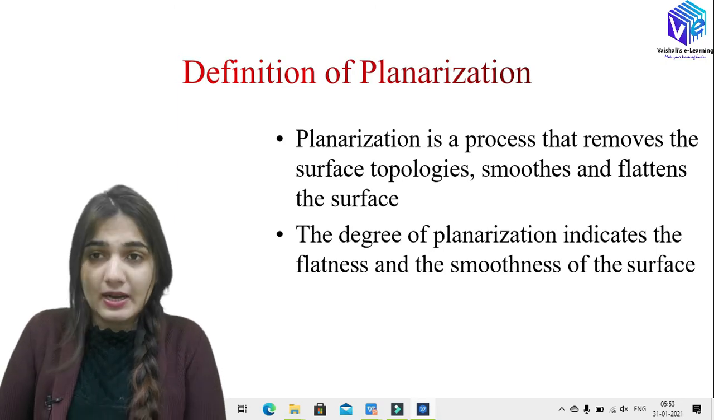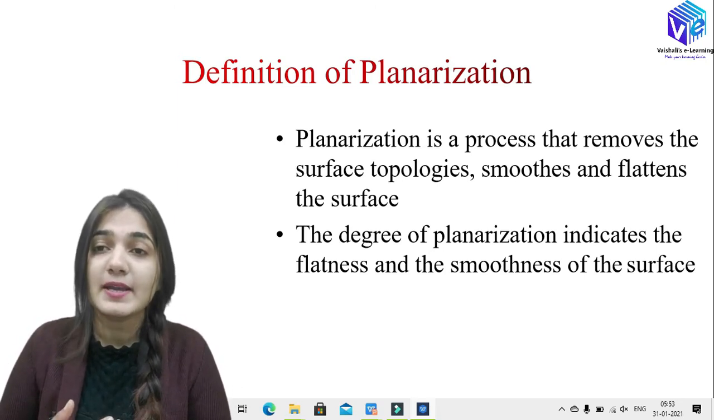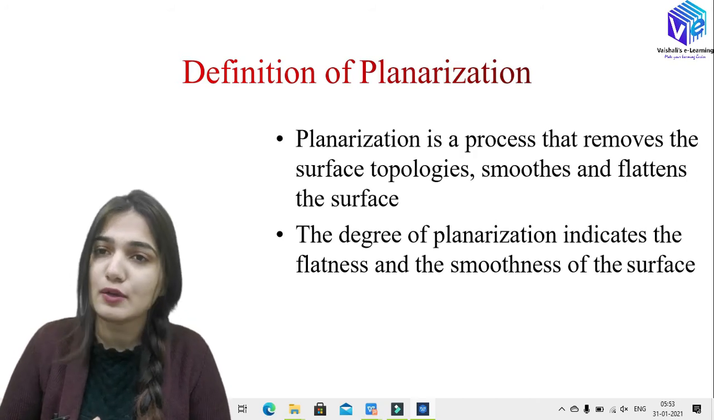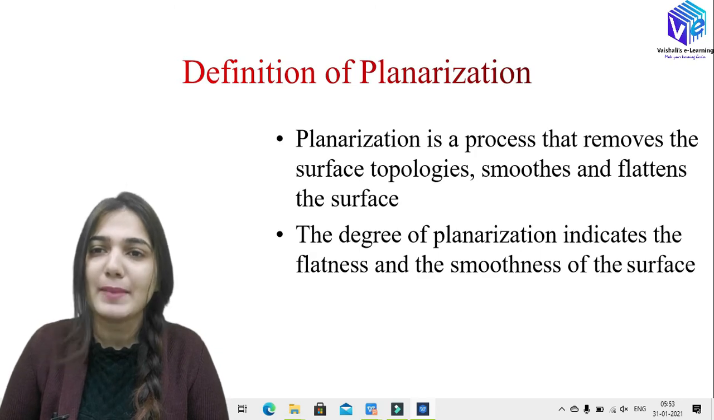So now, what is planarization? I was talking about this term planarization, and a lot of people might be getting confused about the actual meaning of this word. So we are going to see what the meaning of this word is.